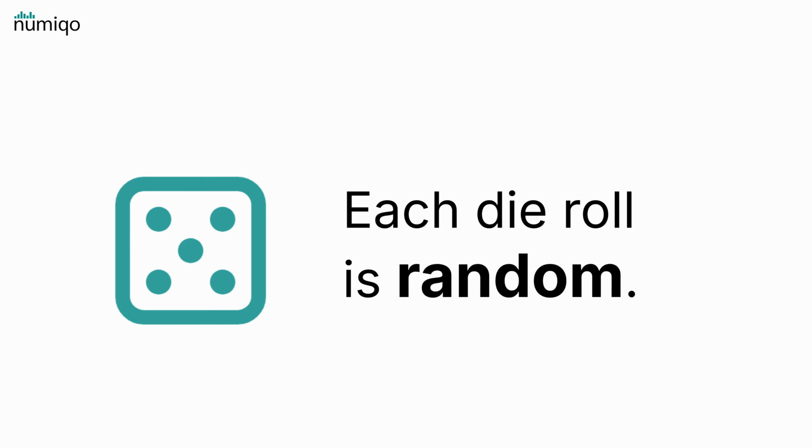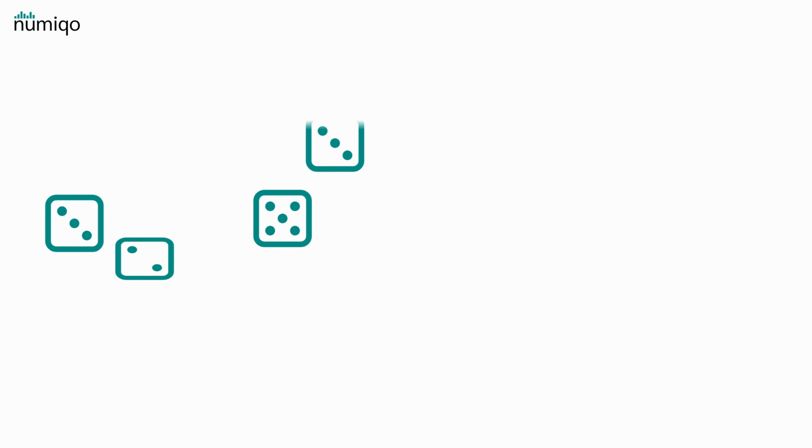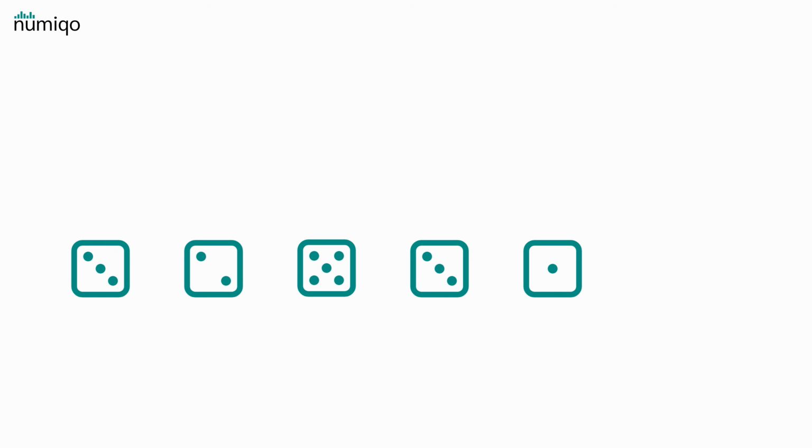But now the big question, why does adding more and more random dice rolls slowly turn into a smooth bell shape? Here's the simple reason. Each die roll is random. But when you roll many dice, you usually get a mix. A few low numbers, a few high numbers, and many in between. So when you add them up, the total usually ends up near the middle.